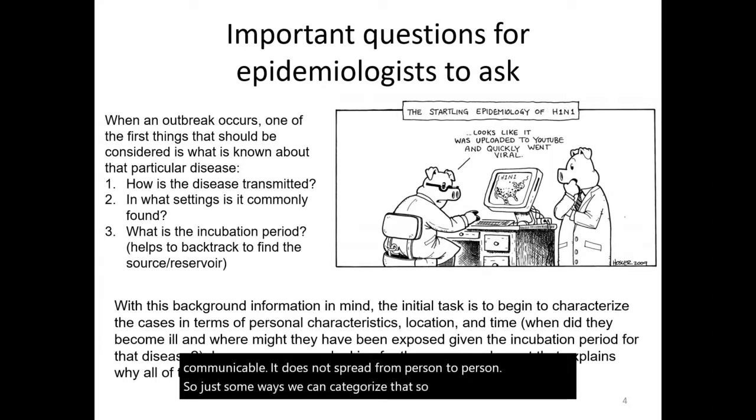So with infectious disease, if the disease is communicable, we want to know, okay, how is it transmitted? Again, in what settings are cases commonly found? And then, of course, what's the incubation period? That way we can predict where and how far and wide the disease may have spread.